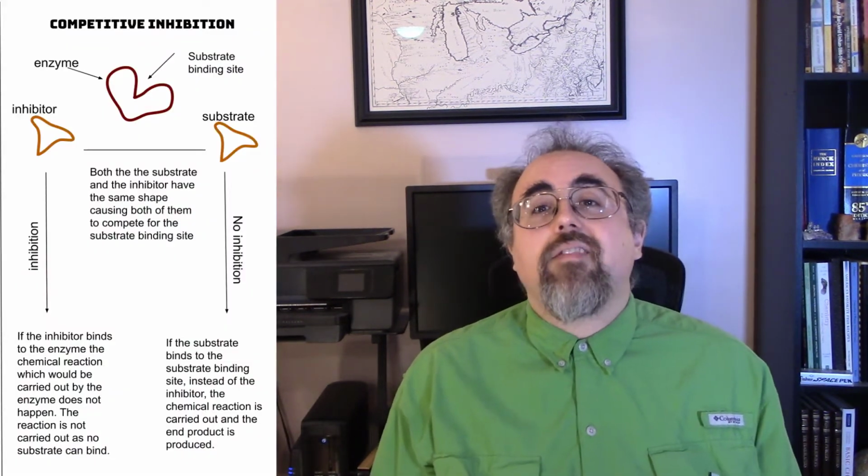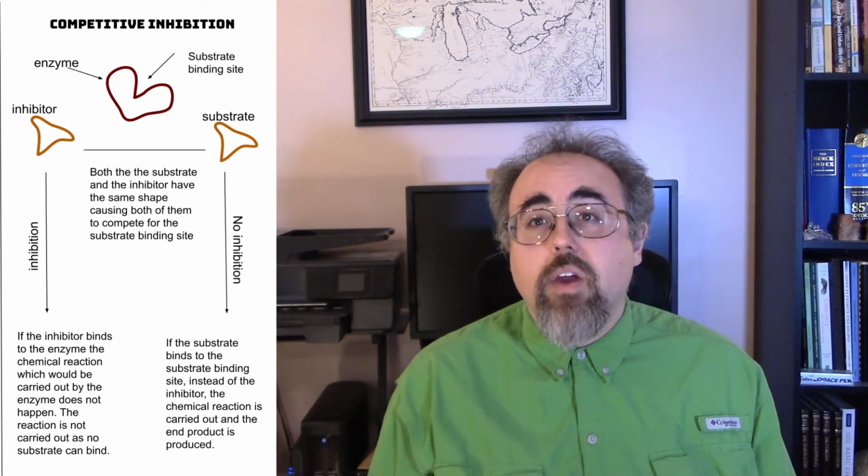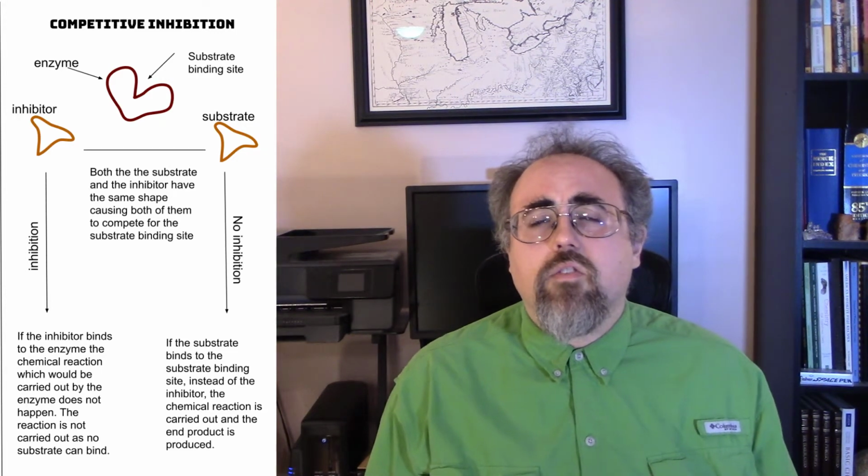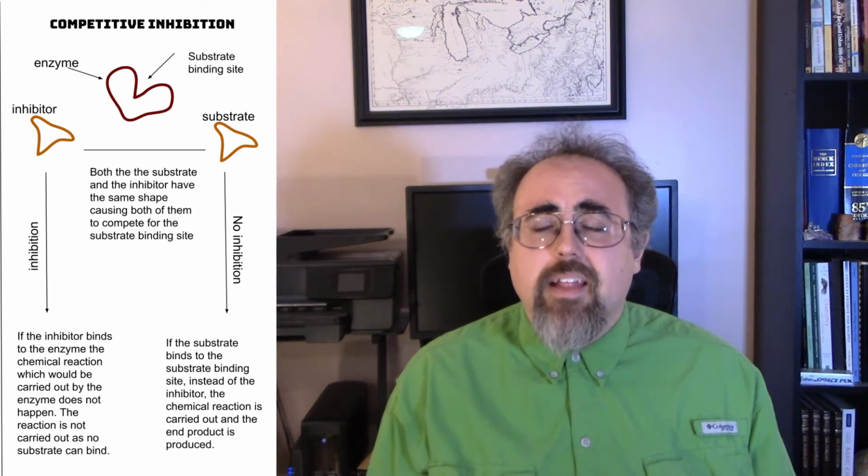Okay, so the other class is reversible. So these will bind to the enzyme, but won't stay bound. And the classic one is going to be the competitive inhibitor. So in this case, it once again kind of resembles the substrate, usually looking a little bit more like the substrate than the transition state, but something in kind of that category.